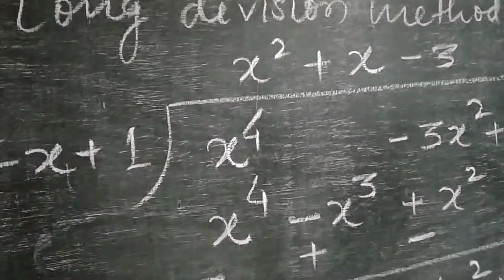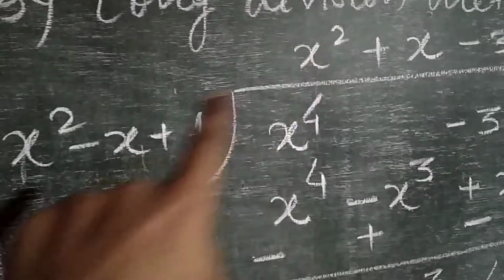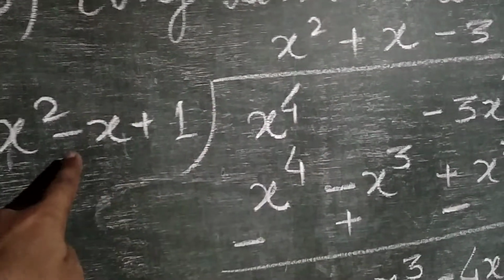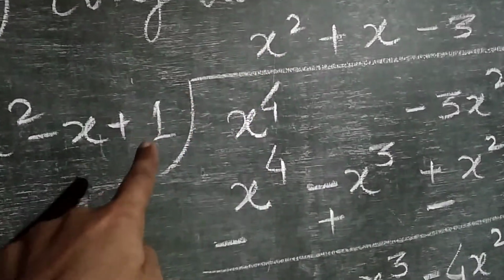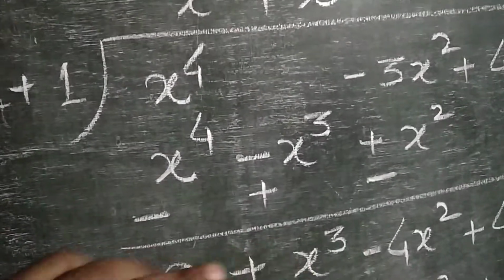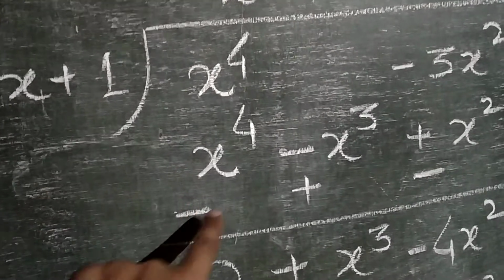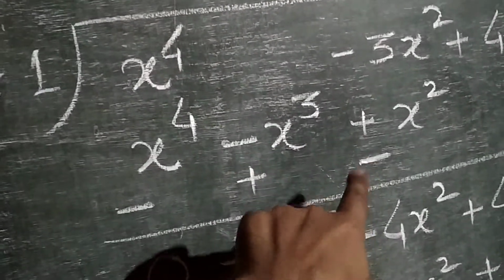So multiply all the terms of the divisor by x square. What will we get? X square into x square, we will get x to the power 4. X square into minus x, we will get minus x cube. X square into 1, what will we get? X square. Okay, now we will subtract it. So sign will change. It is of plus sign, it will become minus. It is of minus sign, it will become plus. It is of plus, so it will become minus.